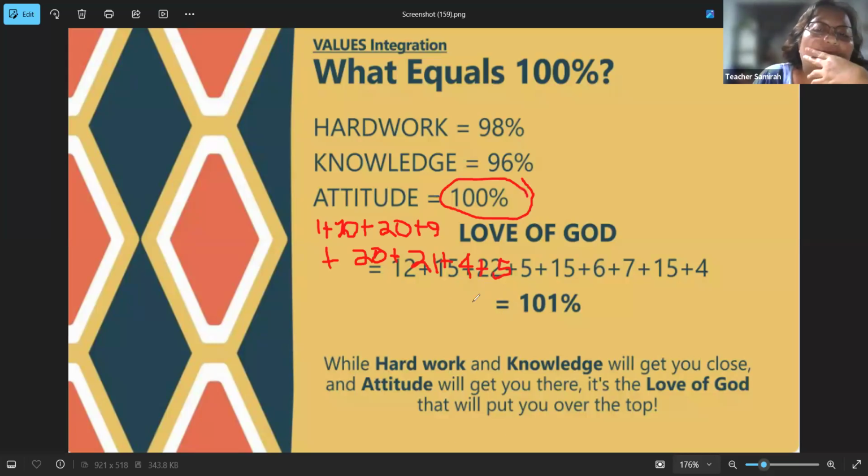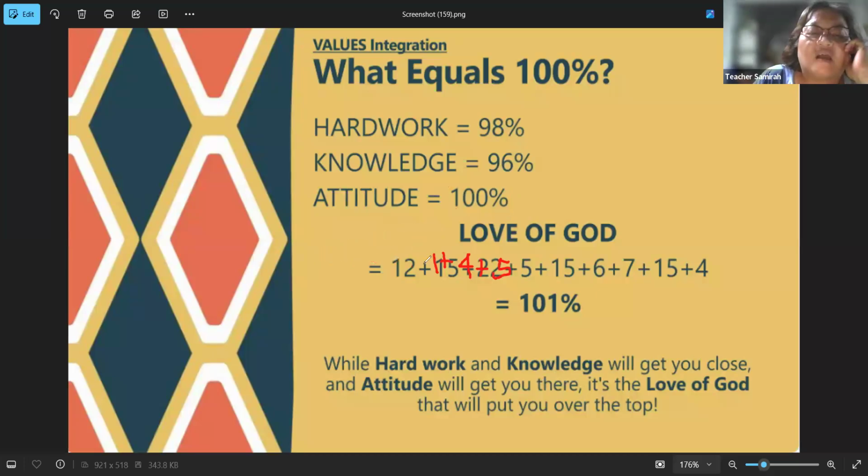While love of God will be 101%. Look at this. While hard work and knowledge will get you close and attitude will get you there, it's the love of God wherein we will see that our attitude is the only thing which can be equal to 100%.